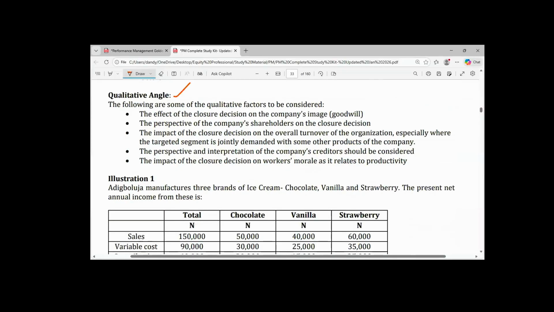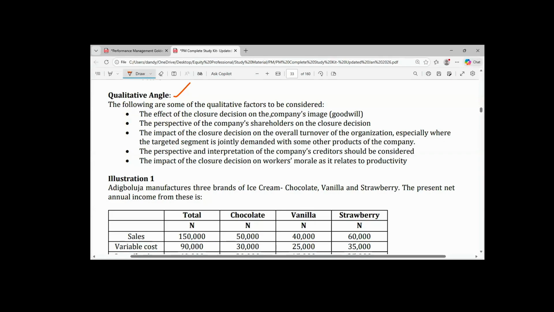Remember, earlier today, I mentioned to you that qualitative factors are those factors that cannot be expressed in monetary terms. Any factor that you cannot quantify, they are the qualitative factors. Now, in relation to deleting of a segment, what are those qualitative factors you should consider? Because on the day of your exam, your calculation is not sufficient for you to earn your full mark. You have to state all the qualitative factors, whether the examiner asks you or not.